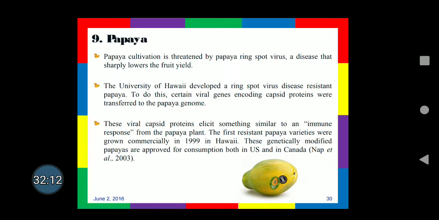ring spot virus. The first resistant papaya varieties were grown commercially in 1999 in Hawaii. These genetically modified papayas were approved for consumption both in the US and Canada.